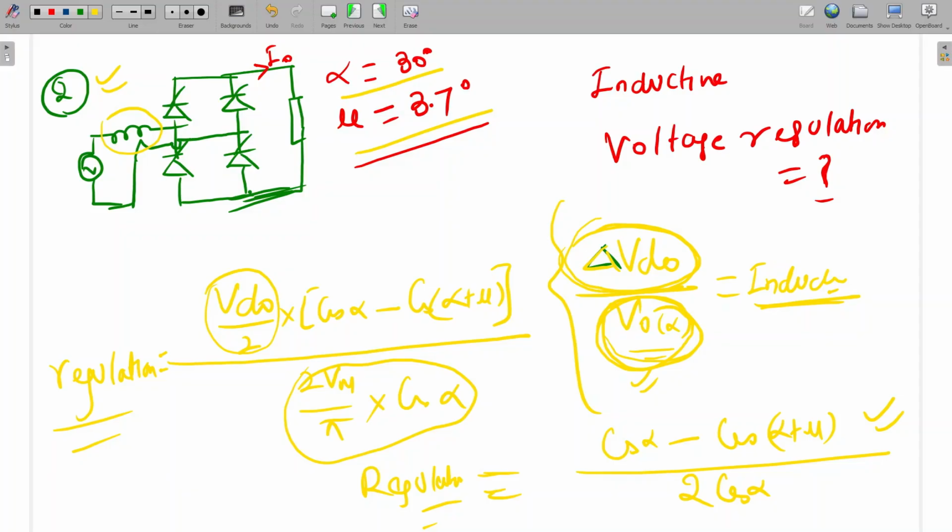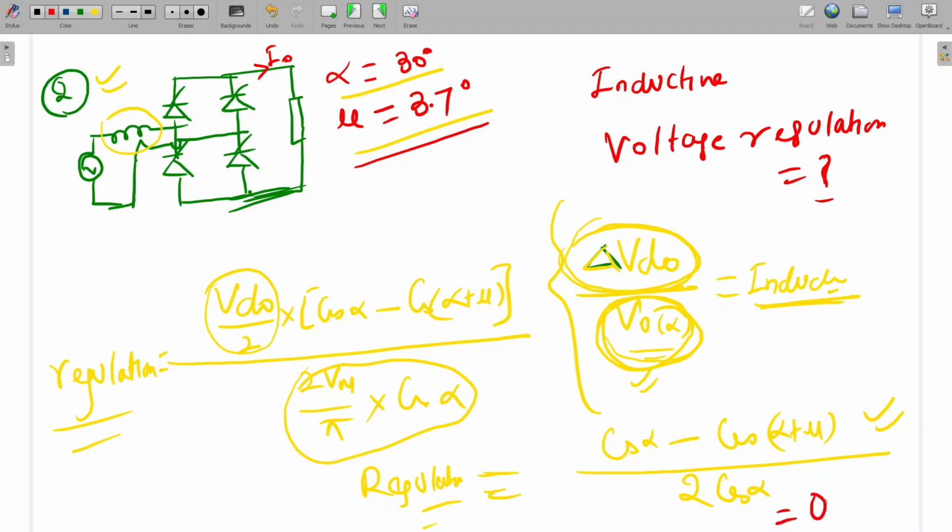So cos of how much? Alpha is 30. Cos of 30 minus cos of 33.7, divided by 2 into cos 30. How much? We are getting 0.01967.